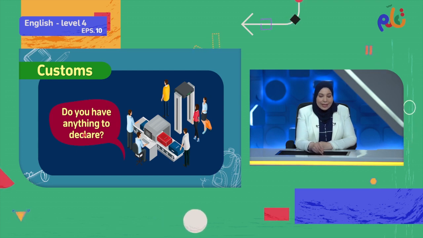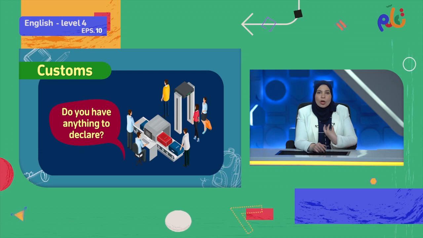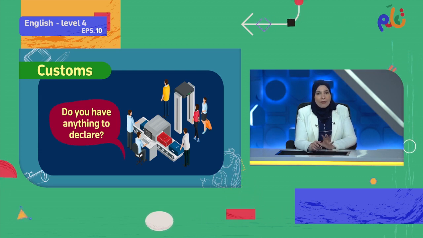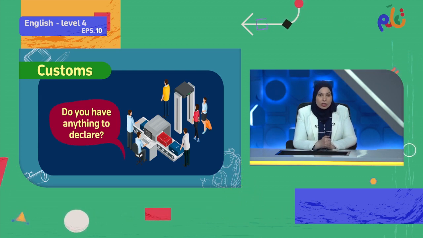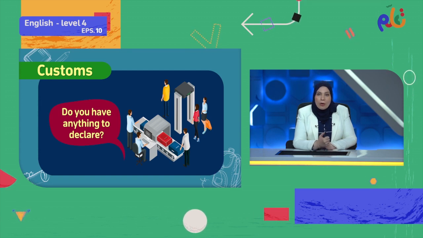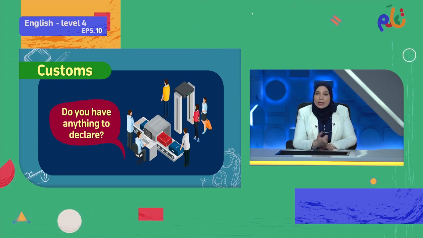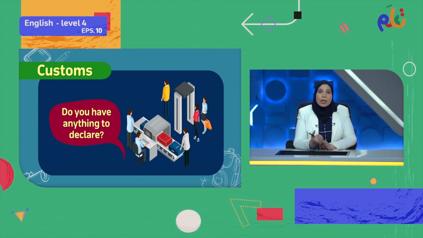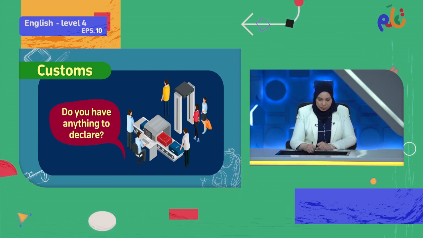Do you have anything to declare? Declare means tell us about or announce it. So do you have anything to declare? We're talking about dangerous weapons, maybe. We're talking about a lot of money. We're talking about something that you're not allowed to bring in without informing the country.